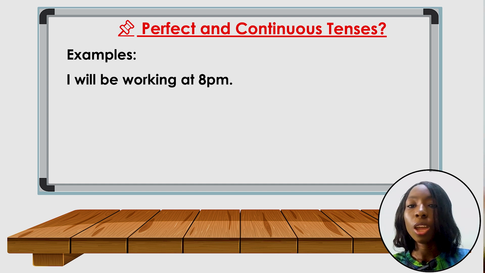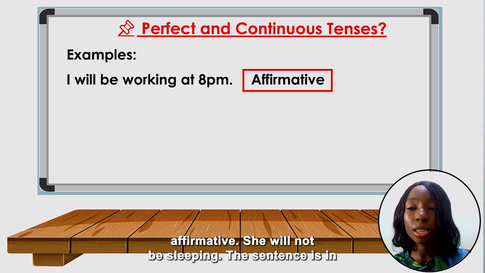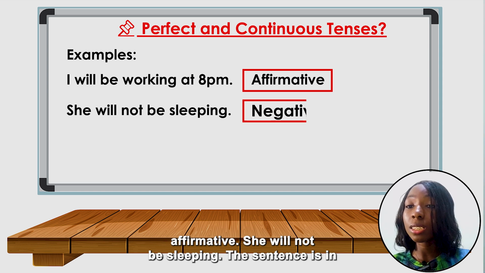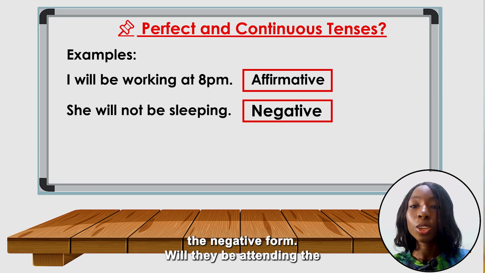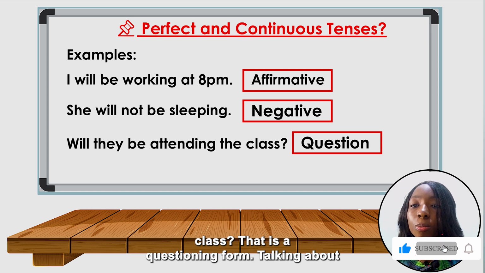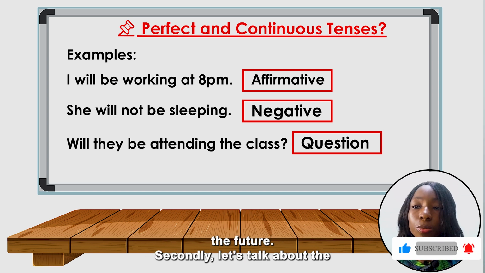For example, I will be working at 8 p.m. That is affirmative. She will not be sleeping. The sentence is in the negative form. Will they be attending the class? That is a questioning form, talking about the future.